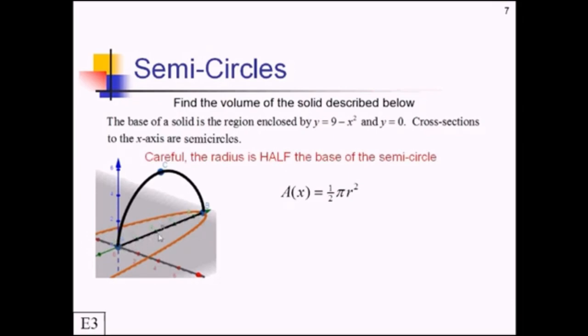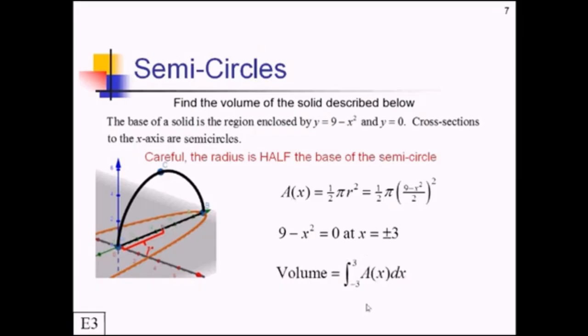So this is the radius right here. If you just do 9 minus x squared for the base of the shape, that's great, but that's not the radius. That's the diameter of the semicircle. So for our radius, we actually need to use 9 minus x squared divided by 2. And that's going to be our area formula now, so that mixes a lot of people up. Let's find our limits of integration. That's going to be where 9 minus x squared equals 0, and that happens at 3 and -3. So our volume then is the integral from -3 to 3 of this A of x dx formula.